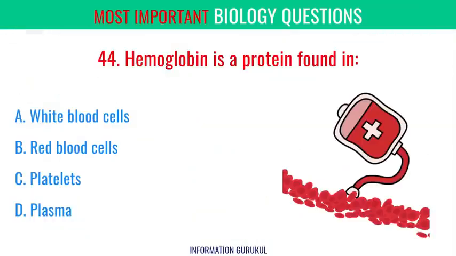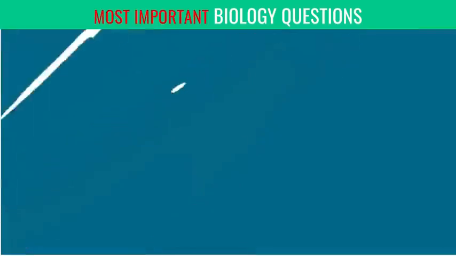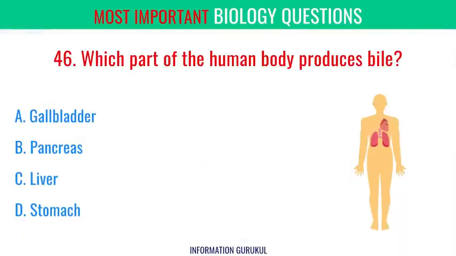Hemoglobin is a protein found in red blood cells. What is the function of DNA? Code for genetic information. Which part of the human body produces bile? Liver.